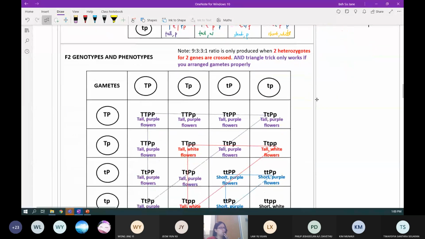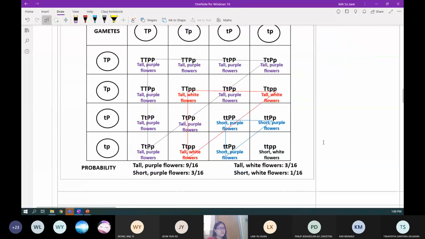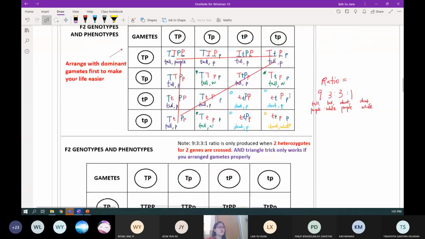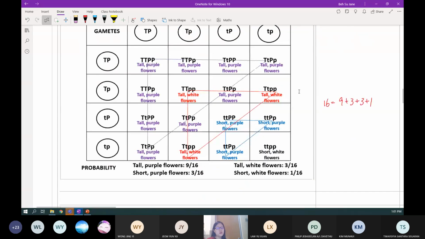And it's 1 o'clock. So yeah, you get a probability of 9 over 16 for tall purple flower. So 16 is actually 9 plus 3 plus 3 plus 1. So tall purple flower is 9 over 16, short purple 3 over 16, and so on. And this is your F2 offspring of your dihybrid cross.